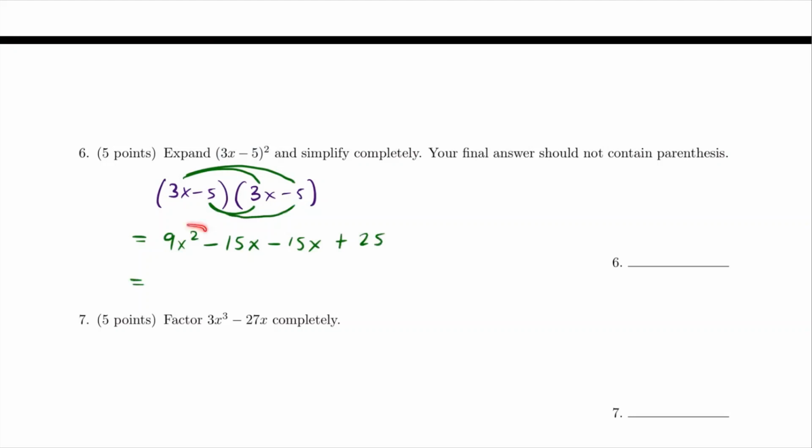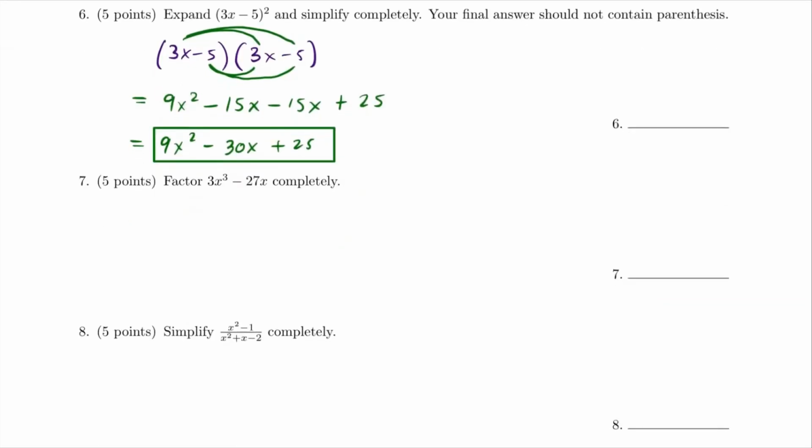As you can see, 9x squared doesn't have any like terms, so we just rewrite it. And then these are like terms, so you can combine their coefficients. -15 plus -15 is -30x. 25 also doesn't have a like term, so we just rewrite it. As you can see, our answer contains no parentheses. So this will be the end of this problem.